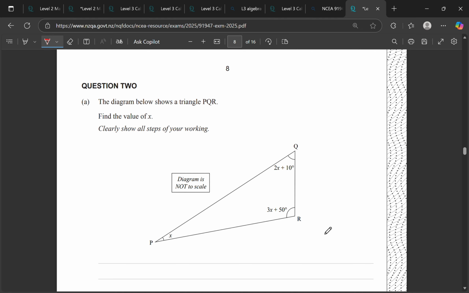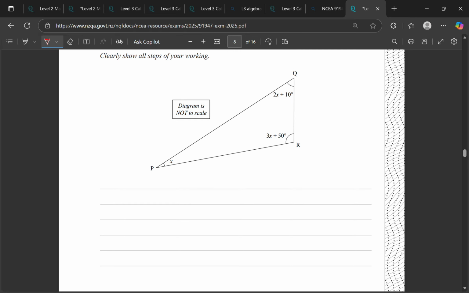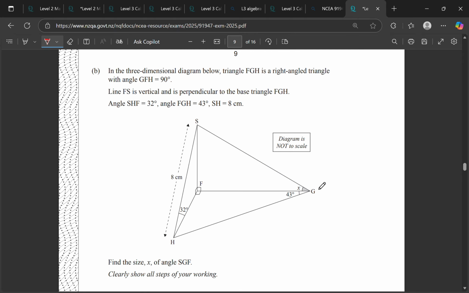All right, so obviously when you add these three angles you get 180, right? So you have to use that one. So that means x plus 2x plus 3x, which is 6x, plus 50 plus 10, 60 degrees, equals 180 degrees. So 6x equals 120 degrees, hence x is 120 divided by 6, which is 20 degrees. Done. Right, next. Question B.